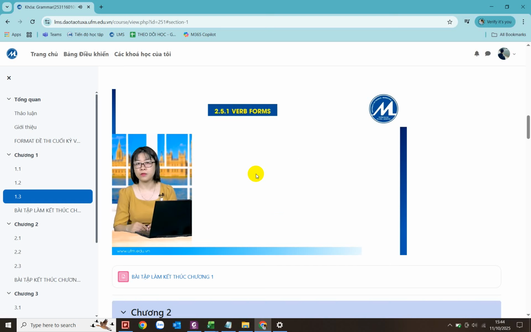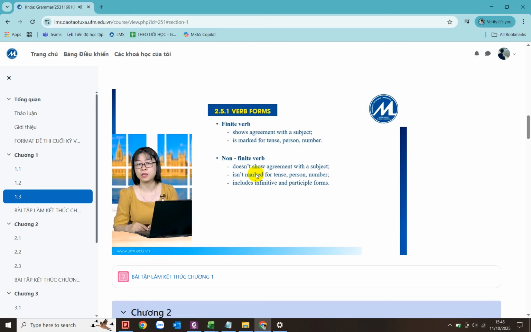One verb can have many forms, depending on the number of the subject, the time of the action, and the state of the action. But in general, we can say that a verb has two forms, finite and non-finite. A finite verb shows agreement with the subject. It is marked for tense, person, or number. A non-finite verb doesn't show agreement with the subject. It isn't marked for tense, person, number. It includes infinitive and participle forms.